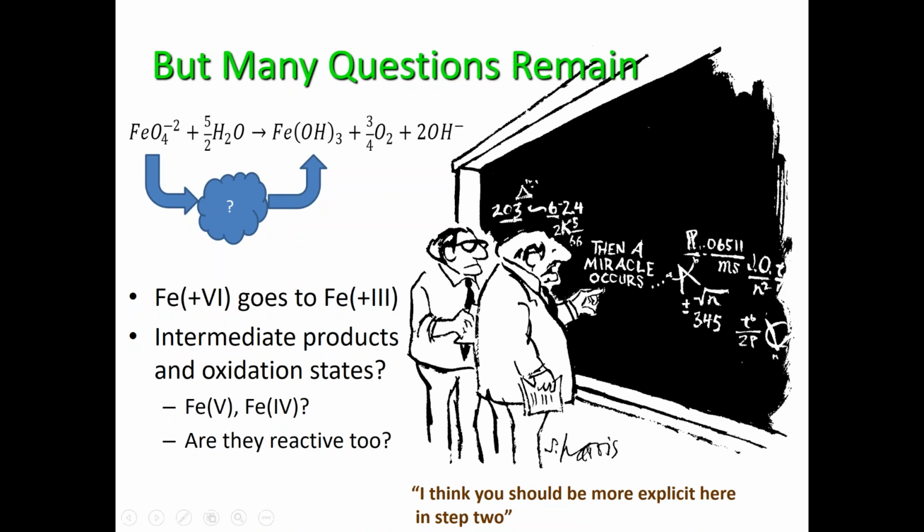However, one of the things that we don't understand exactly is to what extent ferrate in the +6 oxidation state goes through the intermediate oxidation states on its way to +3, the intermediate ones being +5 and +4. And that's an important feature because these intermediate forms could be pretty reactive.